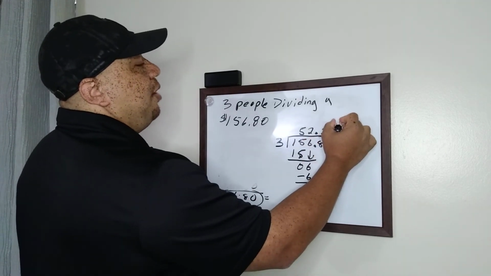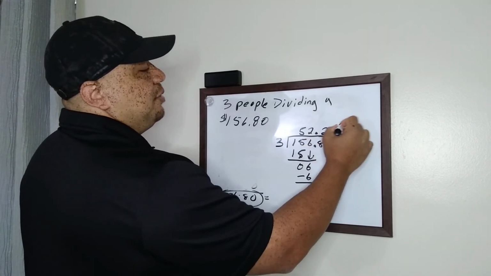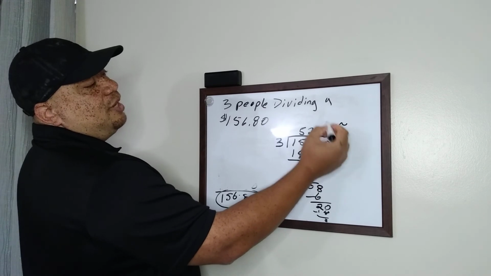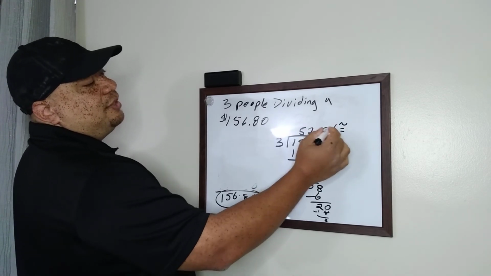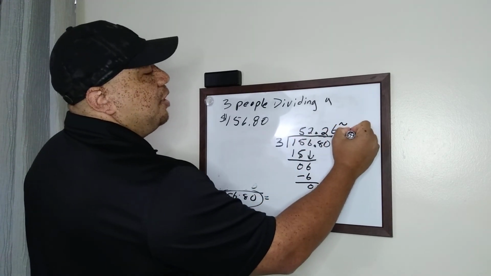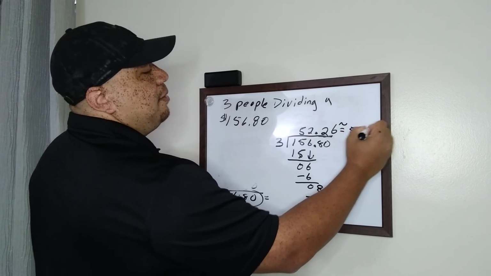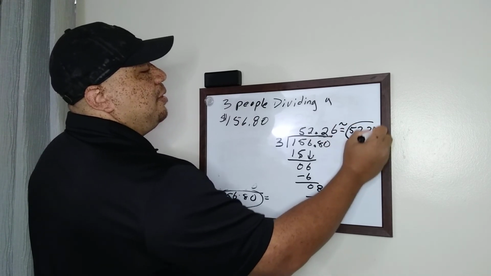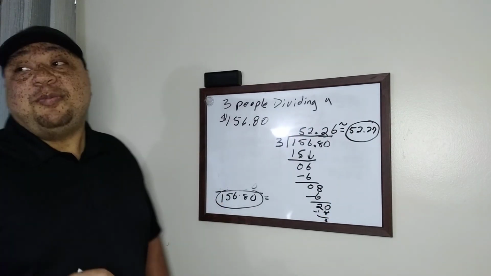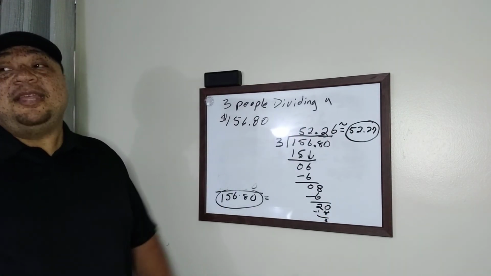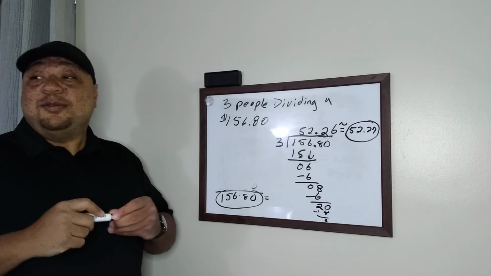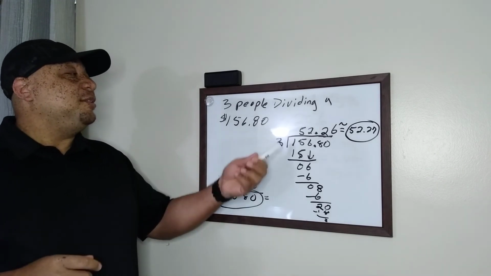I would say that, because when you have an equal sign with the squiggly, that just means you're rounding, it's $52.27. All right, and y'all can have a good time. All 3 people pay the even amount, and there you go. Hopefully, that's a good tool.